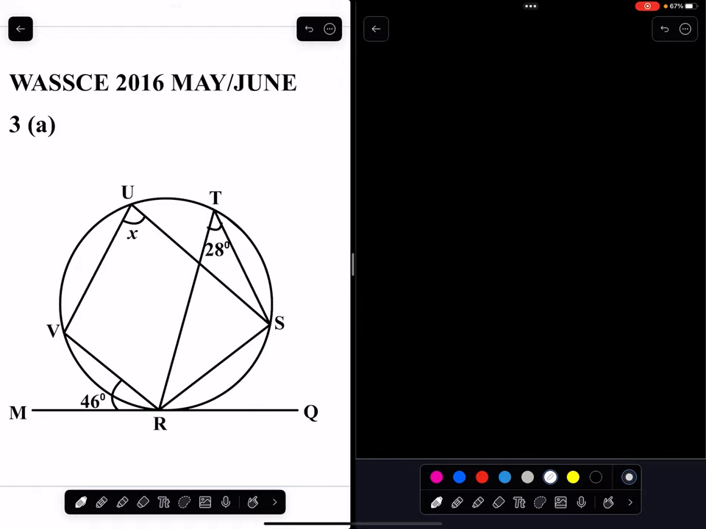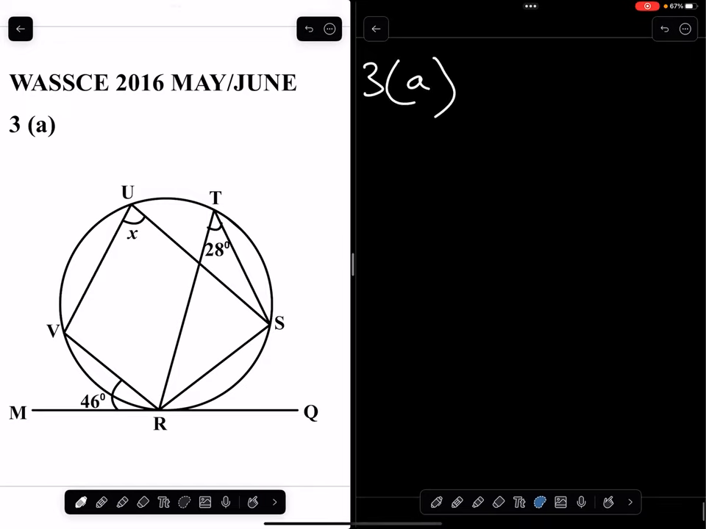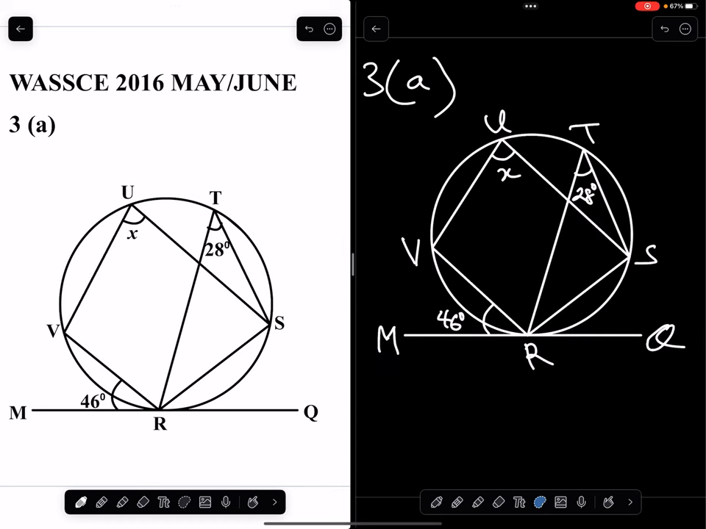Now let's continue with the questions on circle geometry, and this one is from year 2016. It's question 3A from year 2016. Let's have the diagram first of all. This is the diagram. Now to the question.